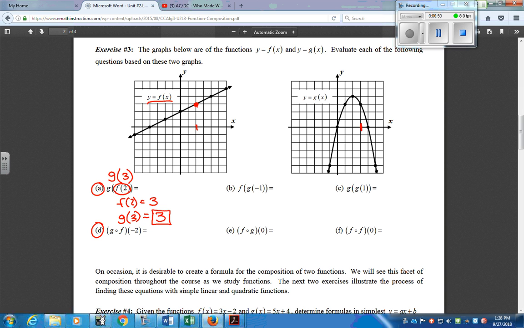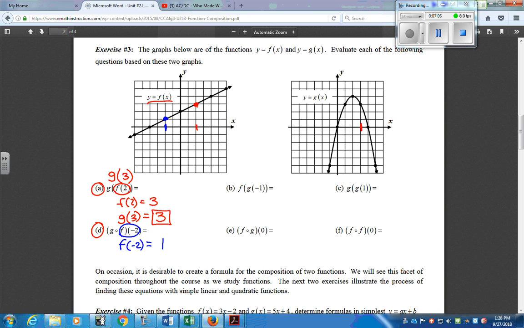Let's do the next one in blue. So I'm going to start off with F at -2. Again, it's G following F, so I've got to do F first. So F at -2. So let me go to -2 on my x-axis, which is here. I marked it in blue. Then I end up with the answer of 1.